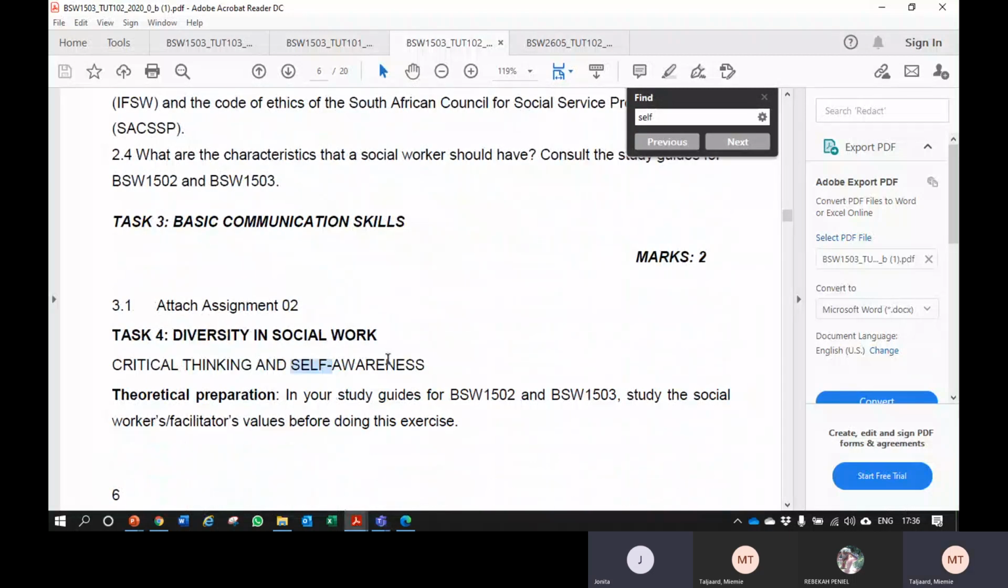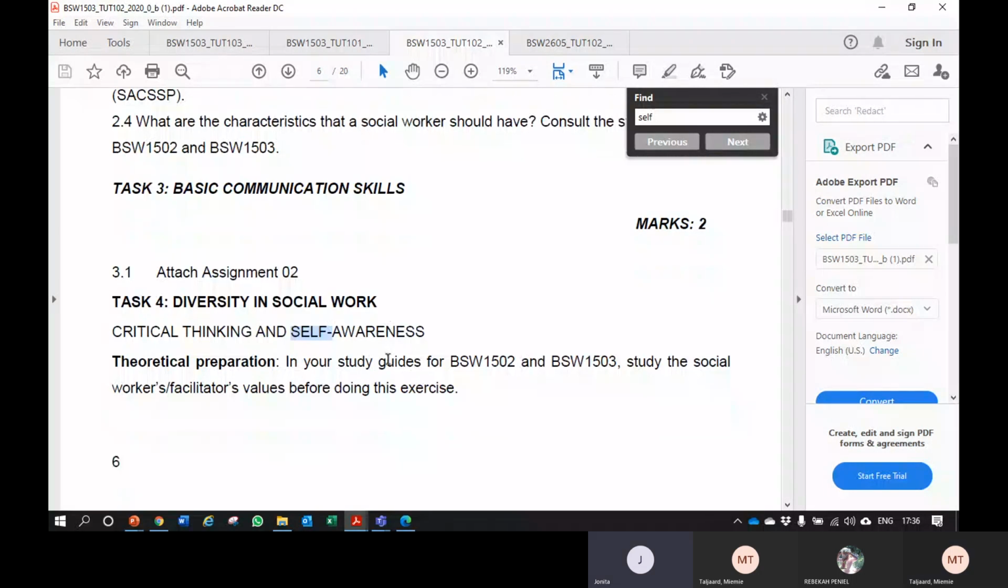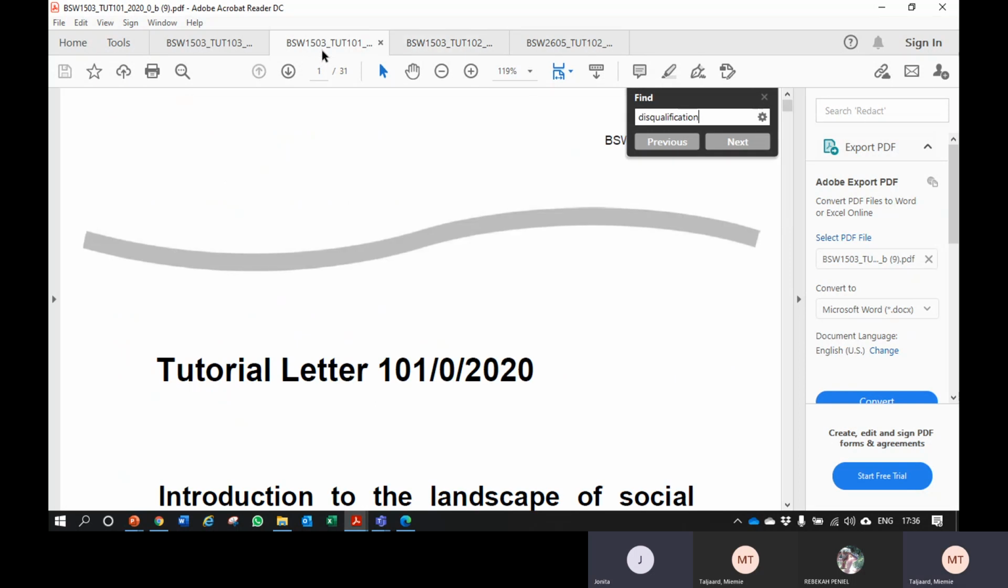Basic skills. Remember I told you to keep copies of your assignments. And for task 3, you have actually already done task 3. That was your assignment 2. Okay, so you just need to copy and paste. Yes. Control F.